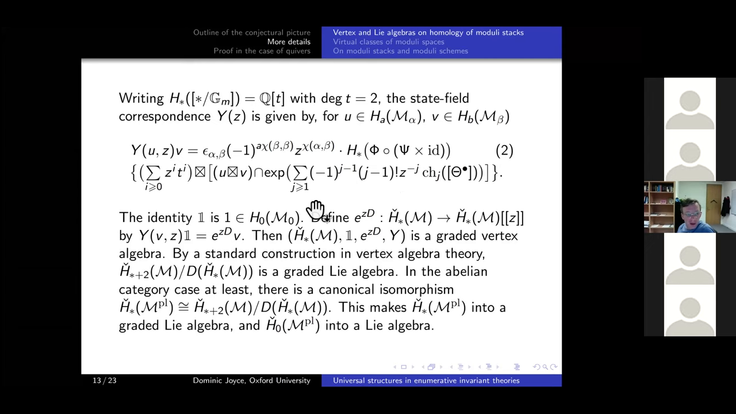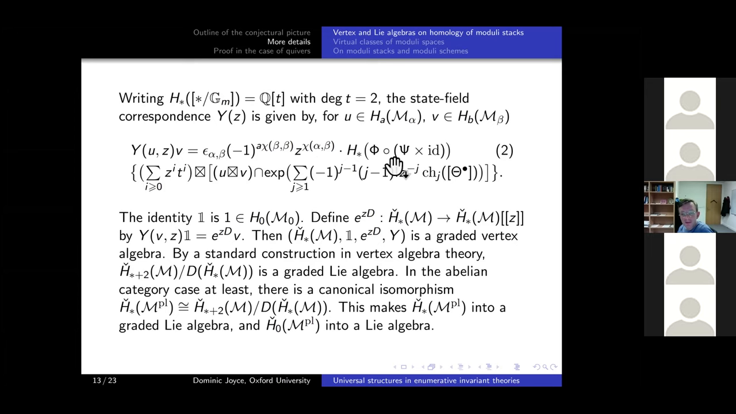So I'm starting with U in the homology of some component M alpha, and V in the homology of another component M beta. Then Y of U comma Z of V is, well, there's some sign attached to alpha and beta, and then another sign here. Then Z is a formal variable in the vertex algebra structure, Z to the power of chi of alpha beta, times a homology push forward of the stack morphism phi composed with psi times the identity.